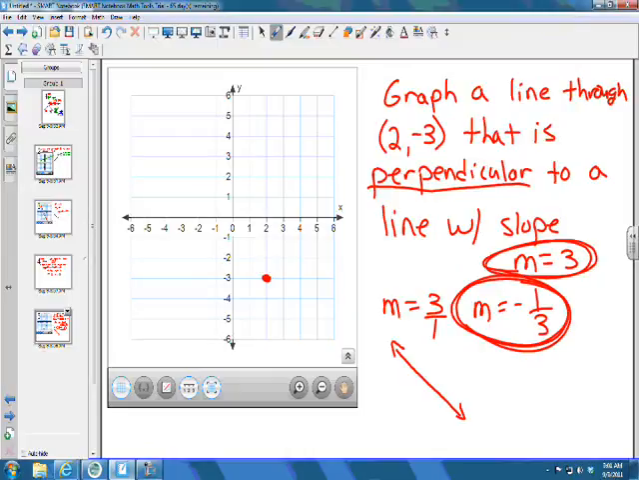So if we were to go up 2, which way would we have to go for our line to do that? I'm sorry, not up 2. Up 1. Which way would we have to go? Left 3. And you could do that again. And if you had gone down, you would have had to have gone to the right 3. Either way works.